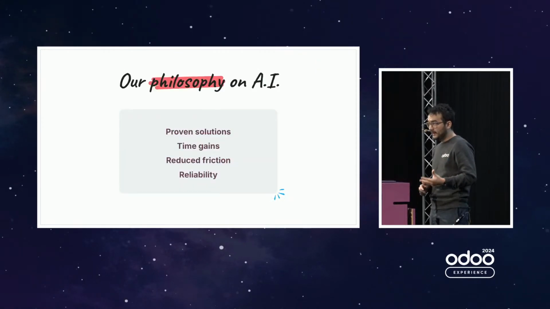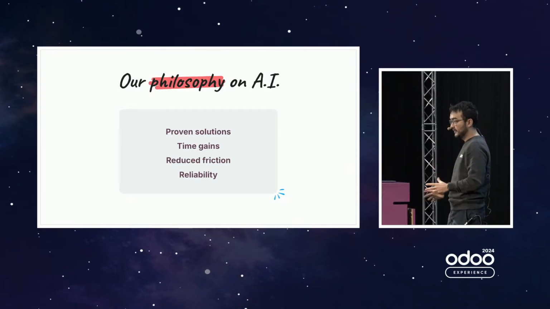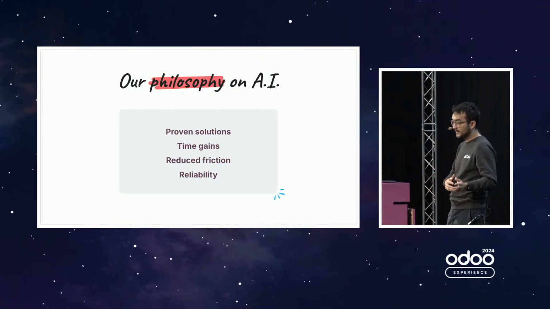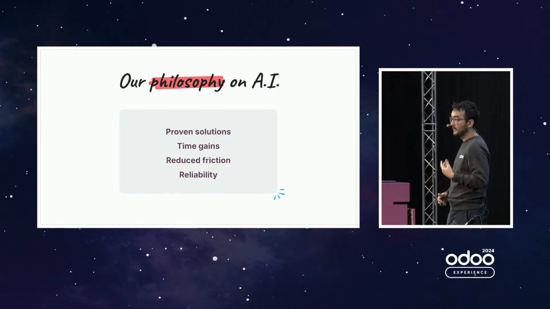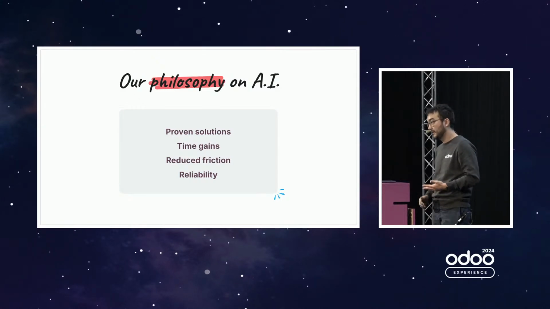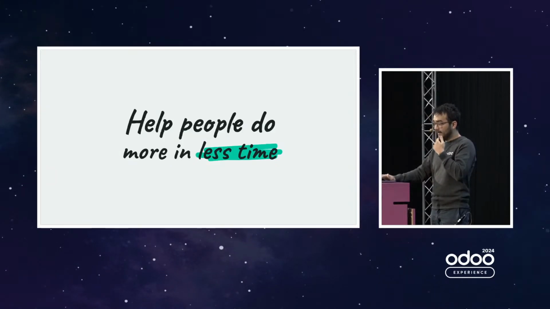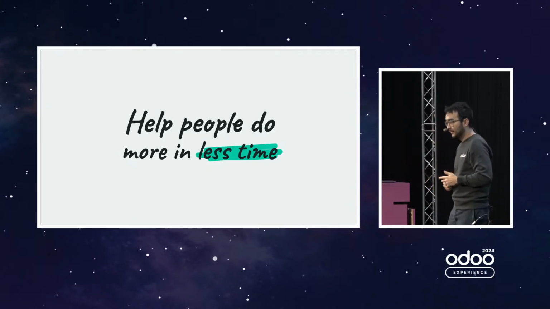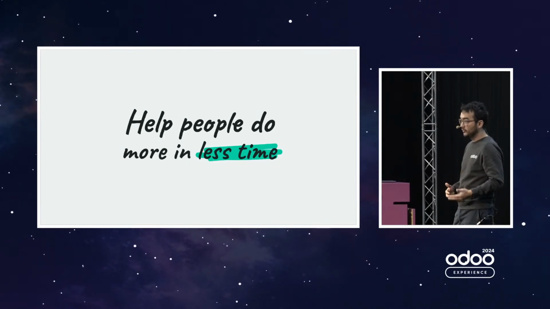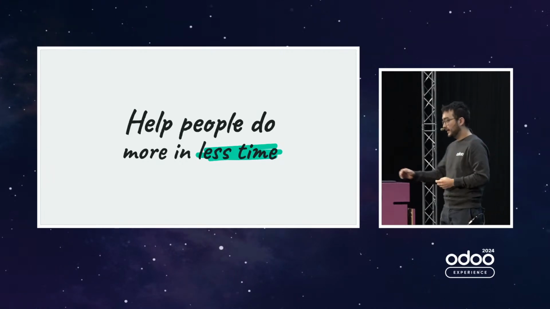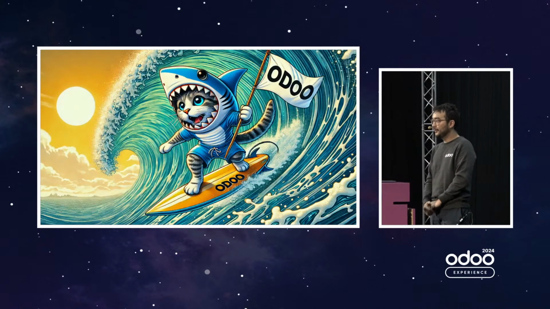Our philosophy on the use of AI within Odoo is that we really appreciate working with proven solutions that provide time gains and or reduced friction. These solutions obviously have to be reliable. We need to be able to count on them for the future and when using them. This also, coincidentally, aligns perfectly with Odoo's core mission, which is to help people do more in less time. And if you want to generate funny cat pictures, well, you know where you can do it.